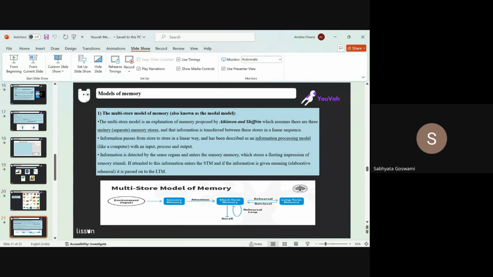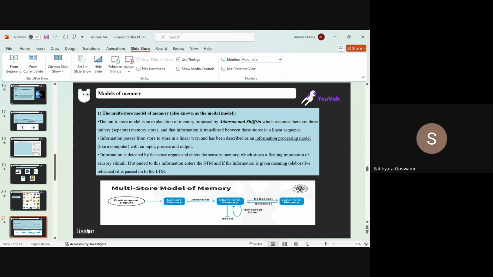So moving forward to the major models of memory, the first one being the multi-store model of memory, which is also known as the modal memory model, and it was given by Atkinson and Shiffrin. They basically proposed कि हमारी memory जो होती है उसमें 3 separate memory stores होते हैं, which is the sensory memory store, the short term memory store, and the long term memory store.